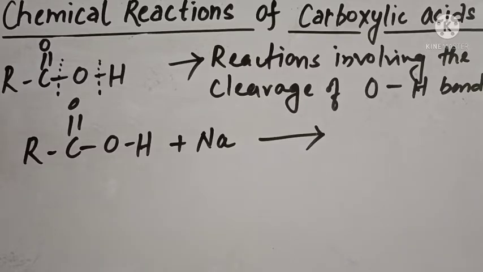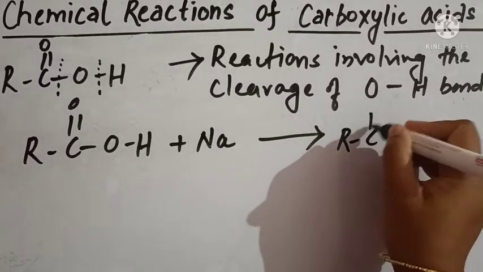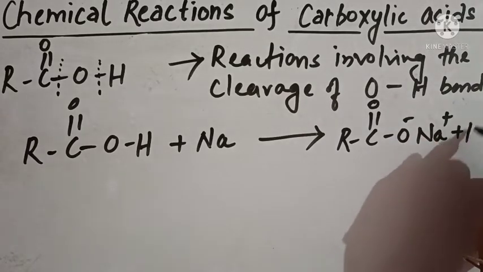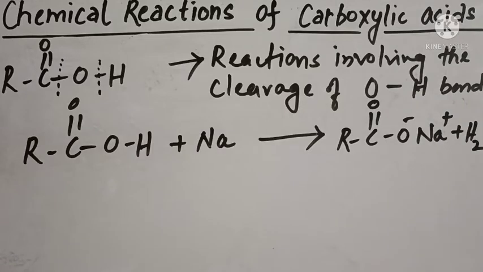So in this case also, what will happen when the carboxylic acid is treated with sodium? Like the alcohol, you might know that when alcohol is treated with sodium metal or any active metal, it gives the corresponding alkoxide, sodium alkoxide or potassium alkoxide, along with the liberation of hydrogen. So if we talk about the carboxylic acid treated with sodium, it will give sodium carboxylate along with the liberation of hydrogen gas. So it is just similar to the alcohols.